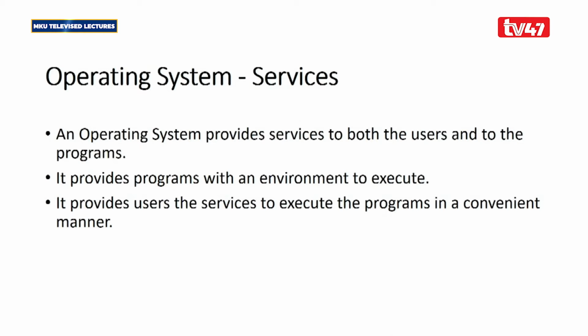Then what are some of the operating system services? Now, an operating system provides services to both the users and the programs. So an OS plays a key role to users, who are the people who are using the computer, and again to the programs that are running in the computer system. It provides programs with an environment to execute, so it provides them with that platform to run, and then it provides users the services to execute the programs in a convenient way. So for us users, it provides us with the services that we need in order to execute the programs in a convenient way.